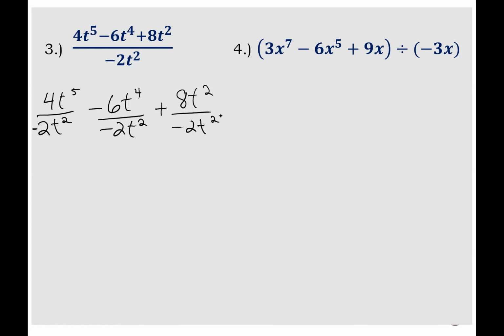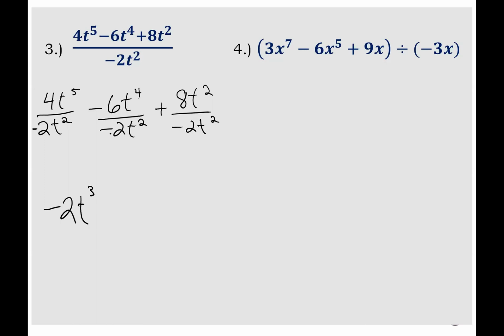Okay, as we're dividing by a negative, each of the signs will change in our final answer. So see how the signs went from positive, negative, positive. Now it's going to be negative, positive, negative when we simplify. Okay, so let's do that. Here we go. So we're dividing each of the coefficient numbers by negative 2, and we are subtracting exponents. 4 divided by negative 2 is negative 2. Subtracting exponents, 5 minus 2, that's 3. So t to the 3rd.